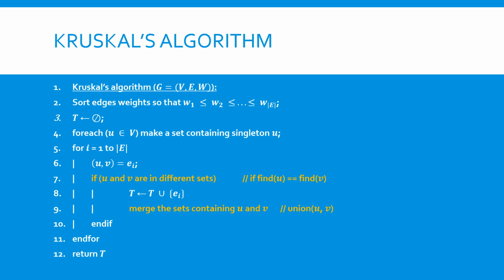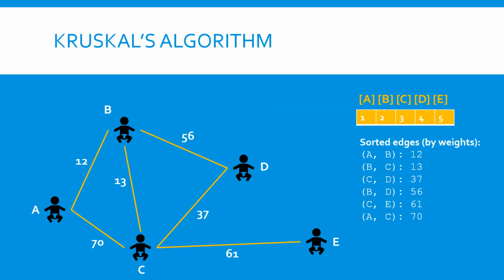Using the union find data structure, we can check whether U and V are in the same set by comparing find(U) with find(V). We can also merge the two sets containing U and V using union(U, V). Now, let's briefly discuss how to implement the union find data structure. Consider the example we have here. We will use an array to store the set information for each node, which is shown in the top right corner of the slide.